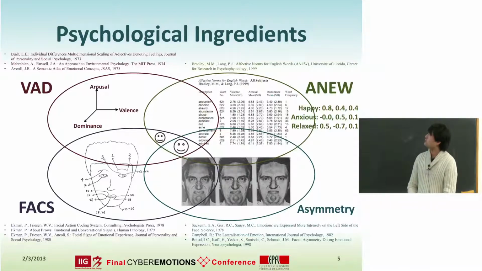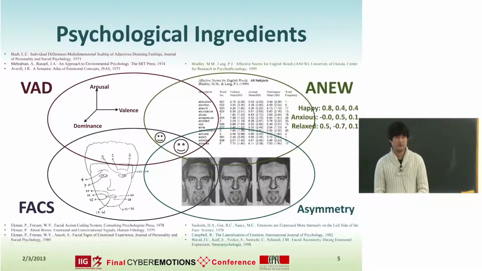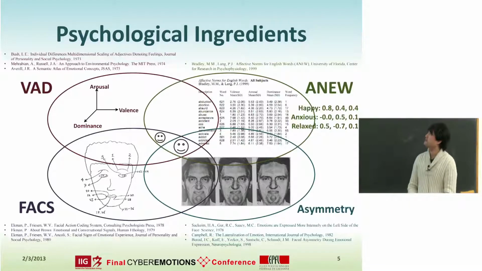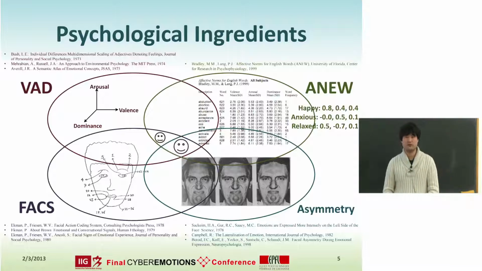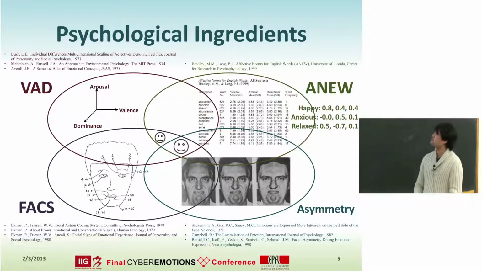For the emotional model, we use the Affective Norms for English Words, because we just consider the communication as English language. In this affective norm of English words, we have 1,040-something English words. The author of this research asked the experimental subjects to find out the valence, arousal, and dominance coordinate of each different emotional word.